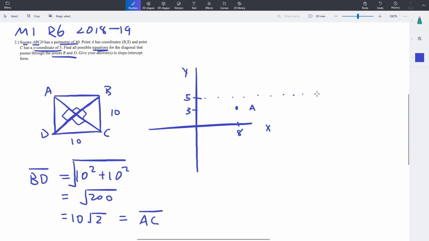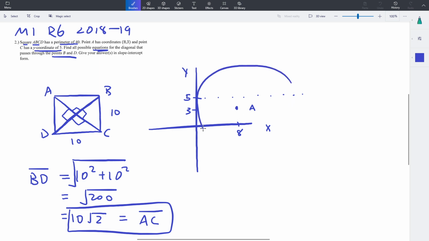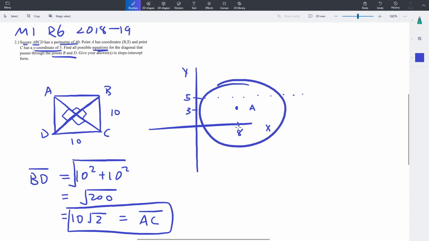However, we do have a constraint, right? We have a constraint on where C could be because we have this limiting length of 10 square root 2 for the length of A to C. So if you imagine kind of like a circle, perhaps, I'm not good at drawing circles, but I don't know. Alright, that's good enough.